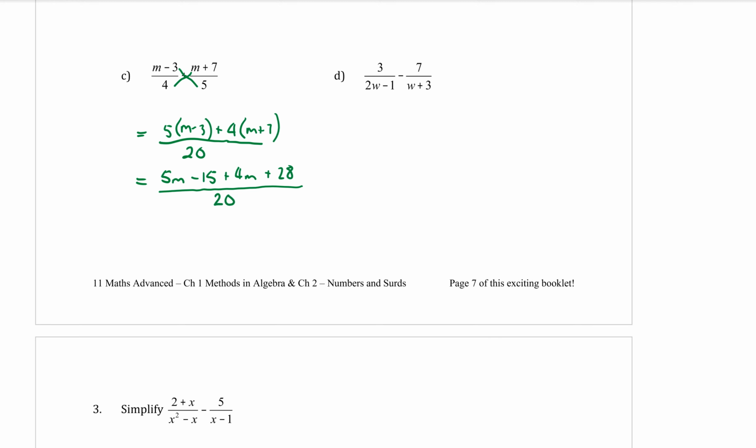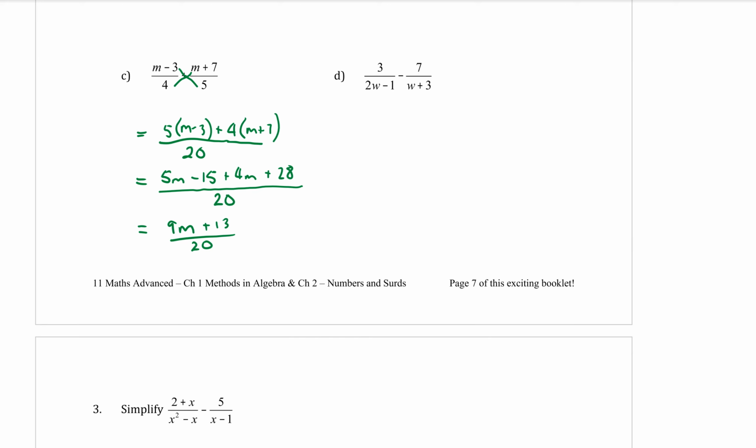Nothing to be done on the bottom, it's still a 20. Collecting up like terms on the top, we have 5m and 4m that will go together to make 9m. And minus 15 plus 28 is a positive 13 over 20. All right, D. Definitely the hardest type, yep.